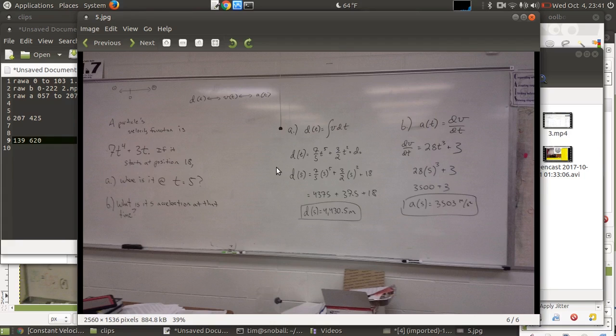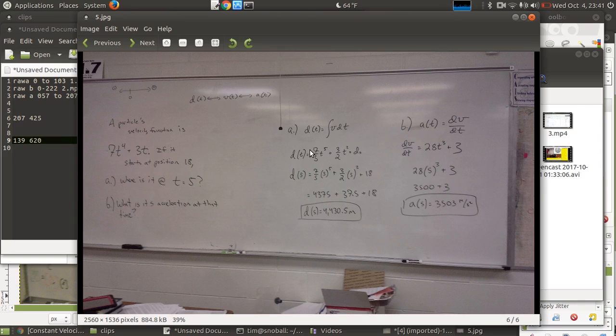So if you're ever given any of the functions, position, velocity, or acceleration, you could typically generate the others as long as you're given some sort of initial conditions. So here's a question that I think is useful to solve. I give a non-linear velocity function here. I want to know where it is. I want to know what its acceleration is.